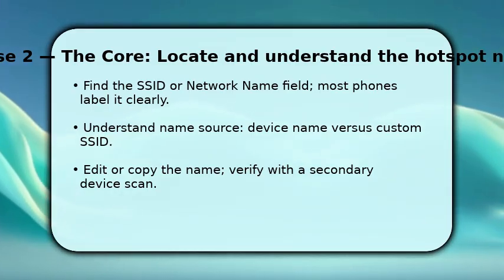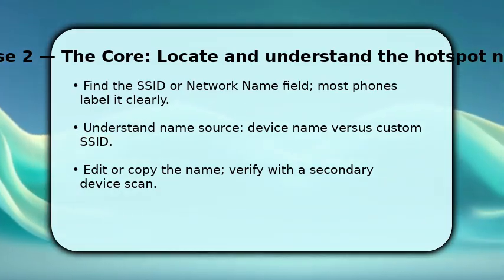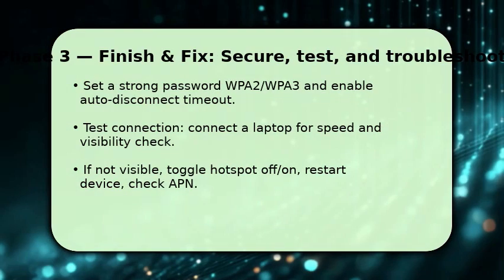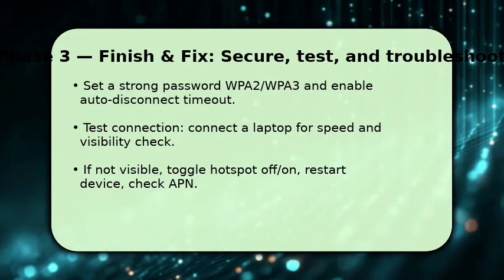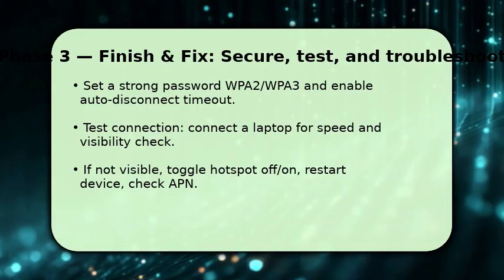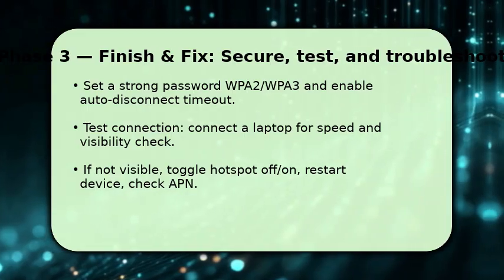Then use another phone or laptop to scan Wi-Fi networks and confirm the updated name appears. Finish by securing the hotspot. Choose WPA2 or WPA3, set a strong password, and enable any idle timeout to save data and battery.